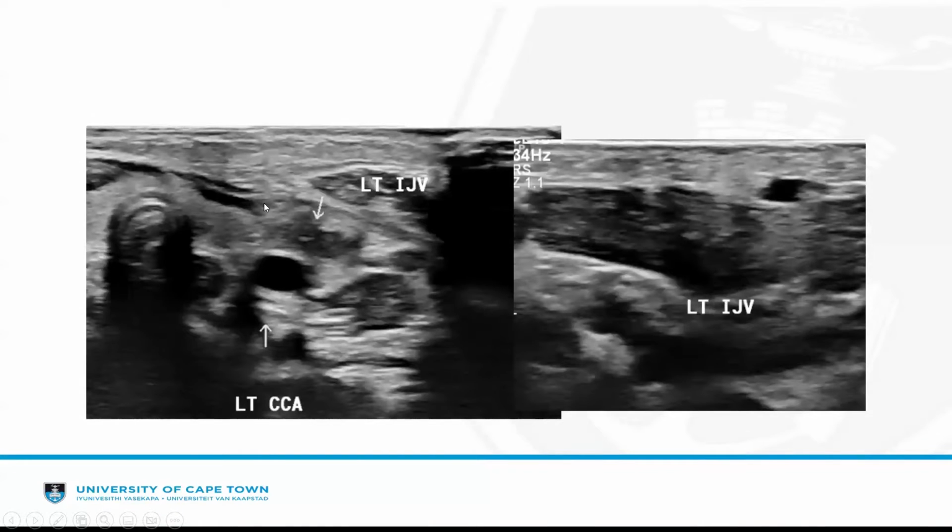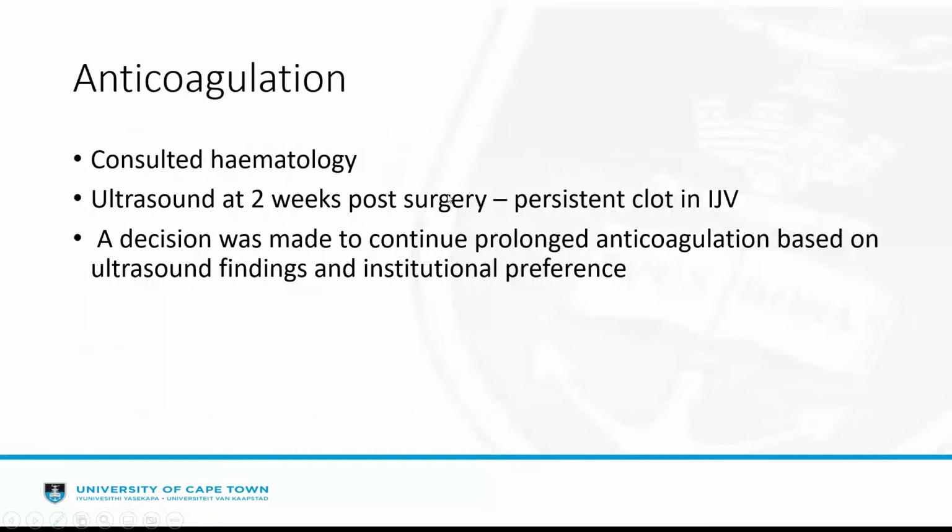So at the 2-week interval, we consulted hematology as we wanted some guidance on how long to continue the anticoagulation for the thrombosed left internal jugular vein. And then we decided to do an ultrasound to see if the thrombus is resolving or if it's still there. And on these 2 ultrasound images, one can see the patent left common carotid artery, and then quite extensive clot or thrombus sitting in the left internal jugular vein.